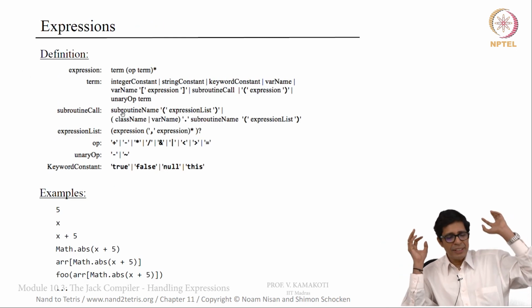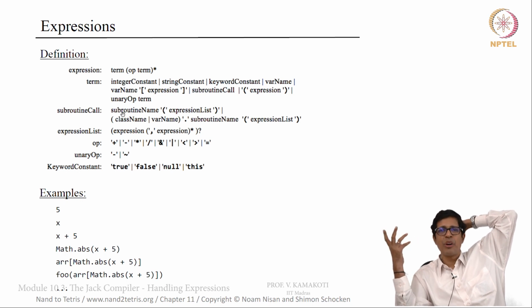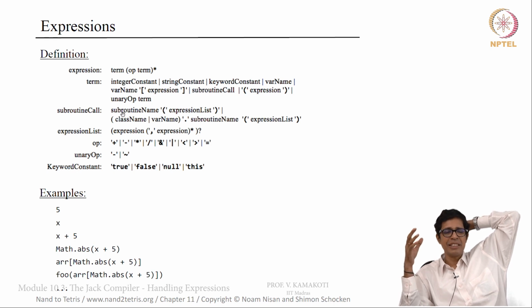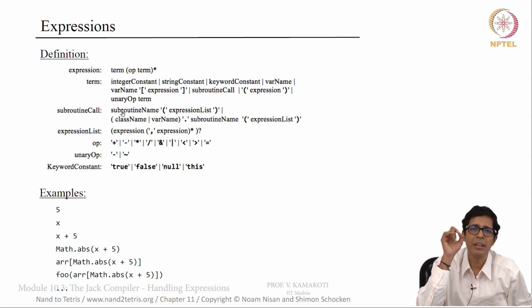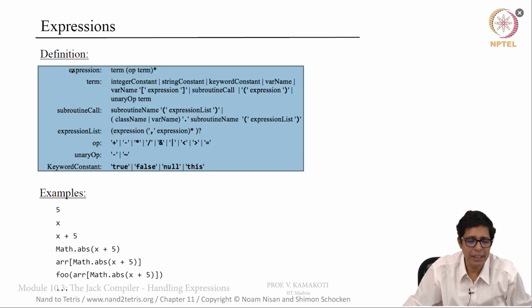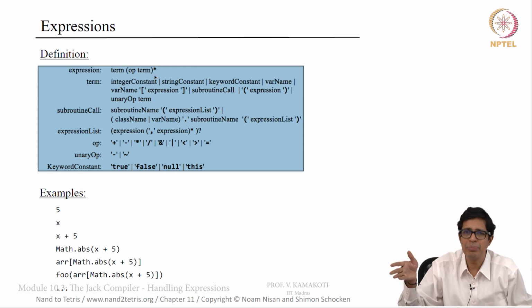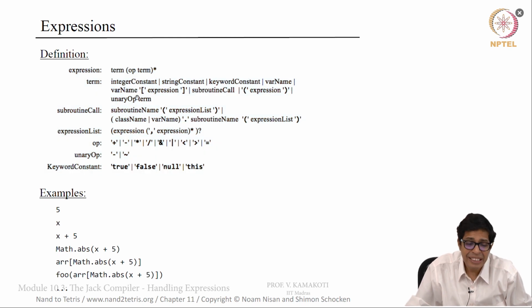Now, while we start looking at expressions, we need to look at the grammar of how expressions are evolved. The expression is basically a term followed by an optional operator-term pair. This is how we define the first grammar. If I put a star, it can be 0 or more repetitions. So it can be just a term, or term op term, or term op term op term, and it can go on like that.